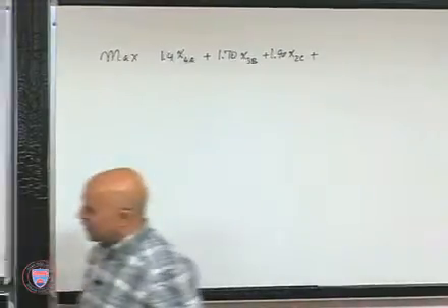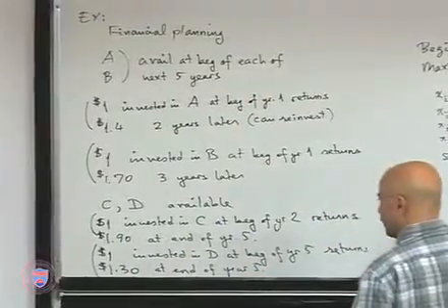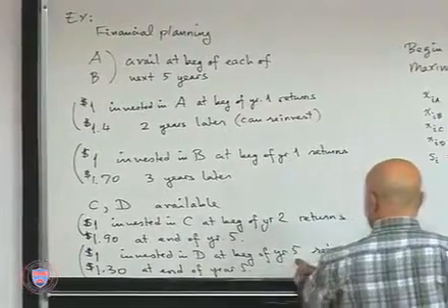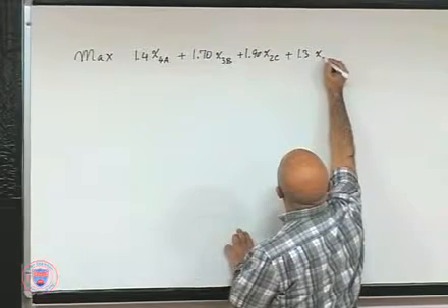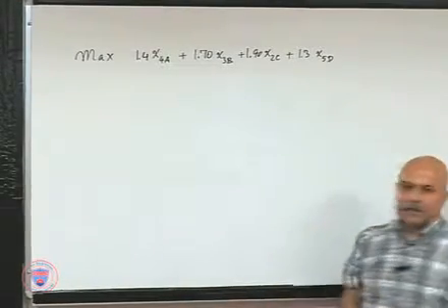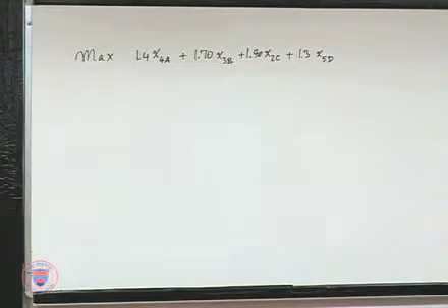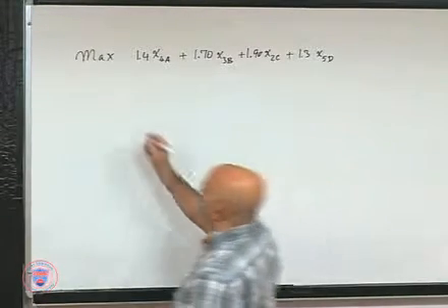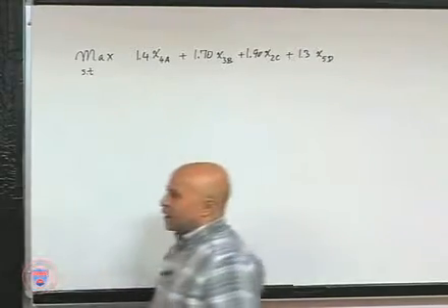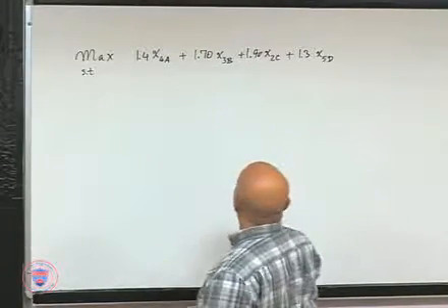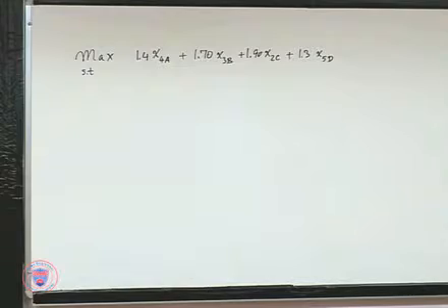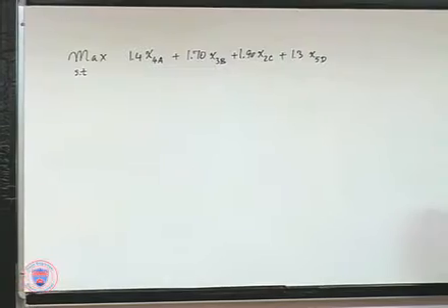Plus, the last one is this one. $1 at the beginning of year 5 returns 1.3. So 1.3 times X5D. That's the money you will have in your pocket at the end of year 5. Subject to... Now my first year investment. Plus S6. No, there's nothing else. This is all you've got at the end of the 5th year.